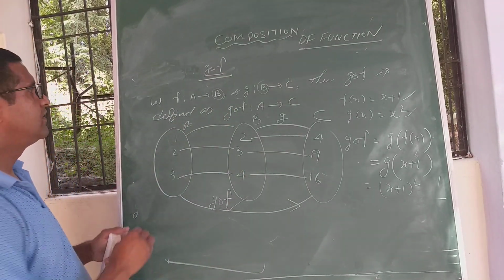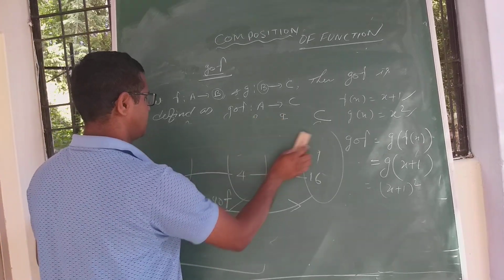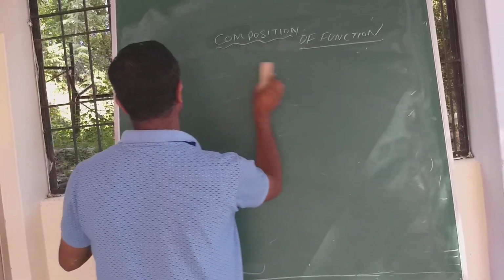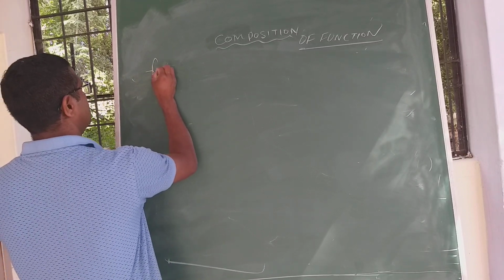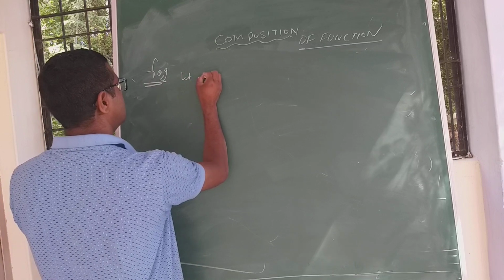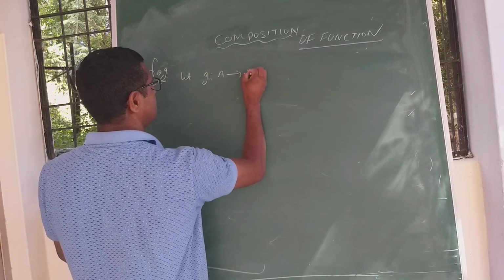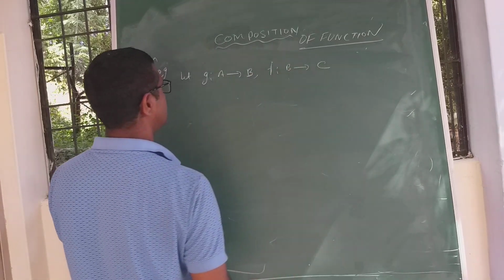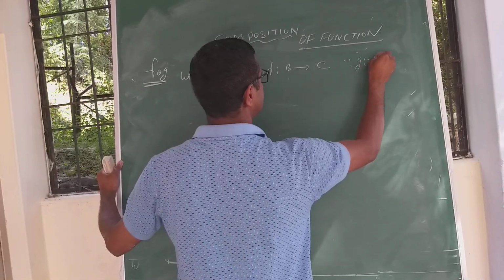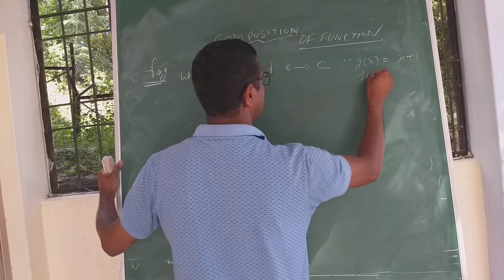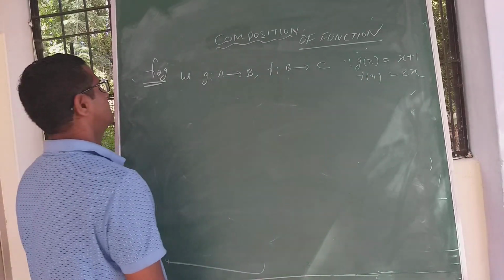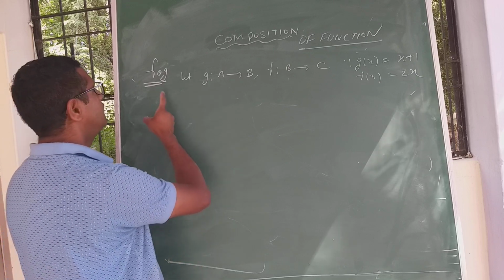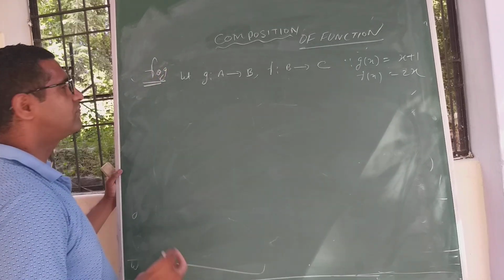Now let us see F composition G. F composition G, F of G. Let G be defined from A to B and F be defined from B to C. Since g(x) equal to x plus 1 and f(x) equal to 2x, right? Therefore, we have to find out F of G.